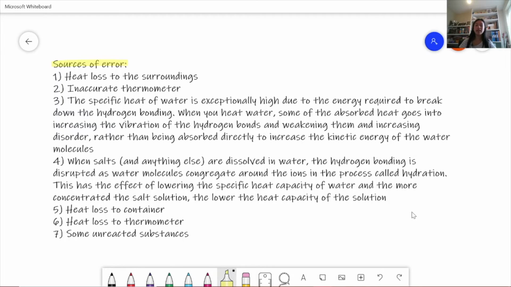So number 5 is heat loss to the container. So the container is normally copper, so it's made out of metal, so it'll conduct the heat energy. So not all the heat will be used to heat up the water. And this is the same with the thermometer. So you have mercury or glass thermometers, and both of those materials tend to absorb heat. And number 7 is unreacted substances. So when we have things which haven't gone to complete reaction, then not all the heat will have been given out or taken in.